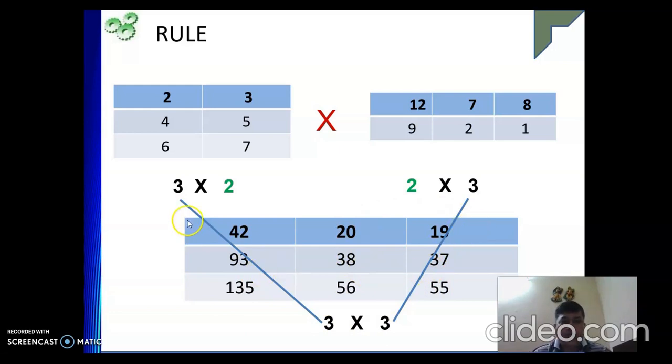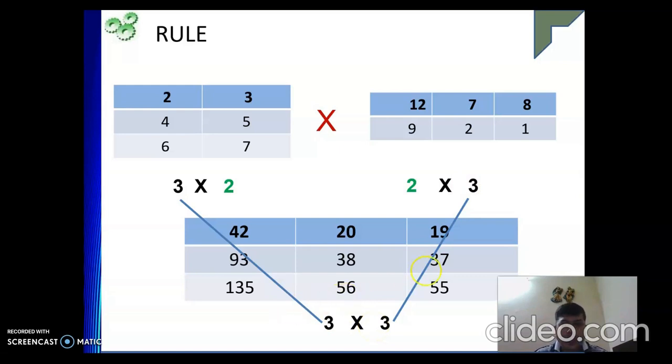So I hope you understood this, that whenever you have a matrix multiplication, the number of columns of the first matrix is equal to the number of rows of the second matrix, and the resultant matrix is nothing but the rows of the first matrix by the columns of the second matrix. So the rows of the first matrix is 3, the columns of the second matrix is 3. So we have a 3 cross 3 multiplication matrix. Having said that, this is clear.